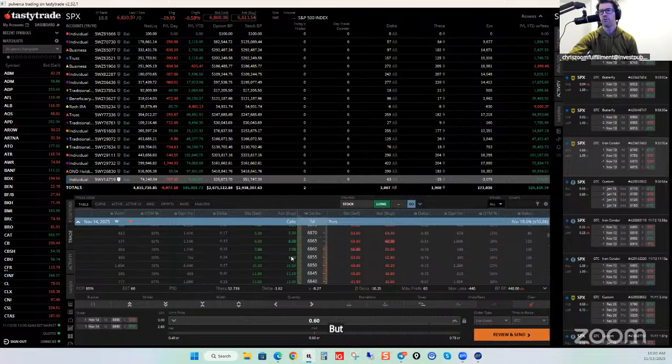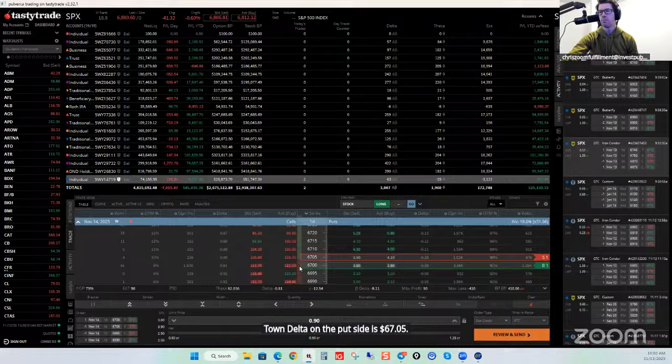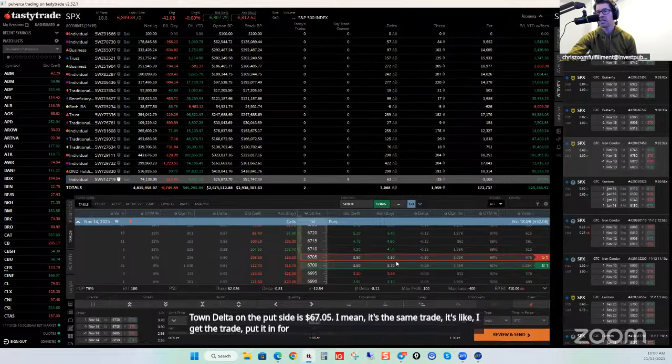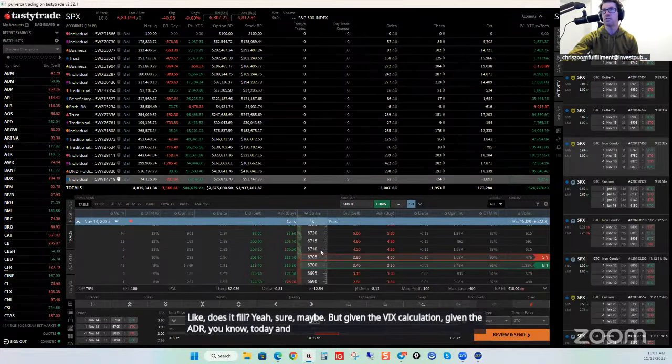But I'm curious how far up we can go and how far down we can go. Let's try the 10 delta here. 10 delta on the put side is 67.05. I mean, it's the same trade. I get the trade, put it in for $1 pending, take 10 deltas. Does it fill? Yeah, sure, maybe. But given the VIX calculation, given the ADR, today and tomorrow, it's very gettable.